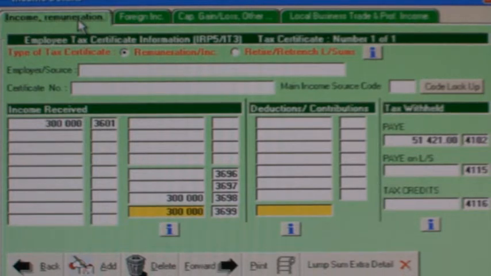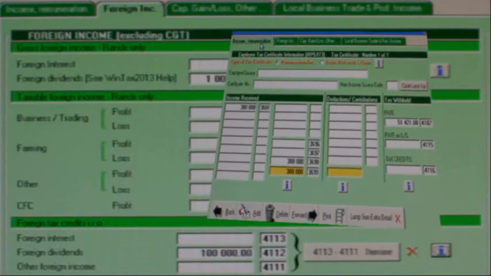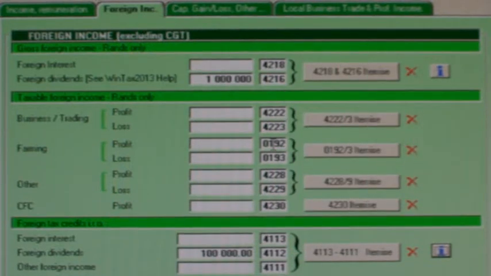Looking at this taxpayer's IRP5, we can see that he earned 300,000 Rand salary in 2015 and paid 51,421 Rand in pay-as-you-earn. If we now look at the foreign income screen, the 3,700 Rand tax-free portion of foreign dividends and foreign interest earned offshore was abolished a few years ago. So if this taxpayer earned any foreign interest, then it would be fully taxable. A special procedure applies to foreign dividends.